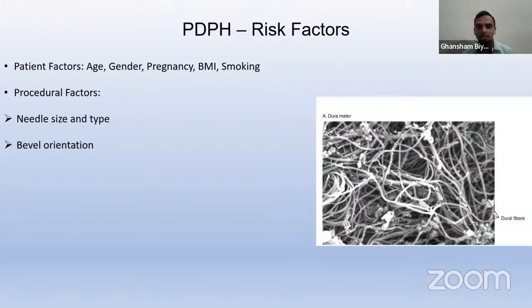But looking at this picture, again, it doesn't make much of a difference whether you are inserting it perpendicular or parallel in terms of incidence of PDPH. But again, if you want to insert it parallel to the spine, it is fine because you can at least prevent a complication.